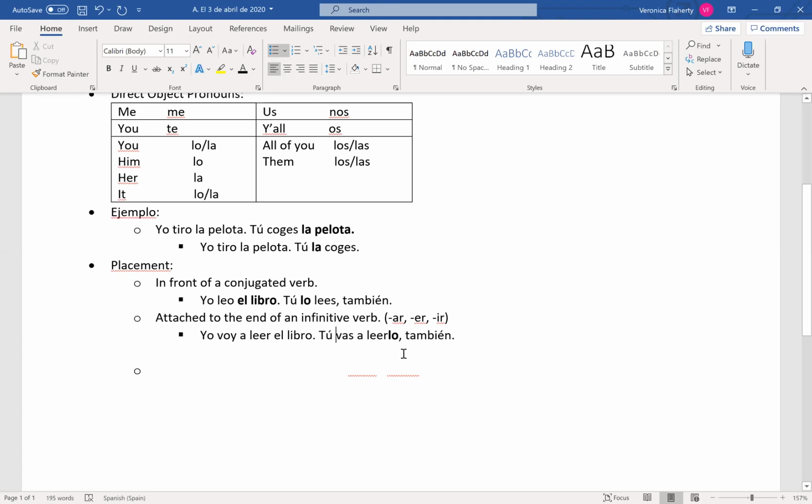It has to go either attached to an infinitive verb or in front of a conjugated verb. So since vas is conjugated, we can move it. So good idea with the other verb. We can move it to in front of that verb. Tú lo vas a leer también. Tú vas a leerlo and tú lo vas a leer mean exactly the same thing. It's just that Spanish has more flexibility than English does in terms of where you can put words. So they have 2 different places that word can go.